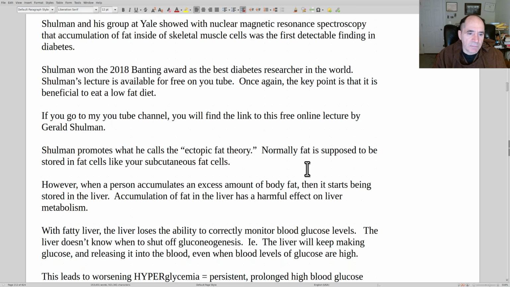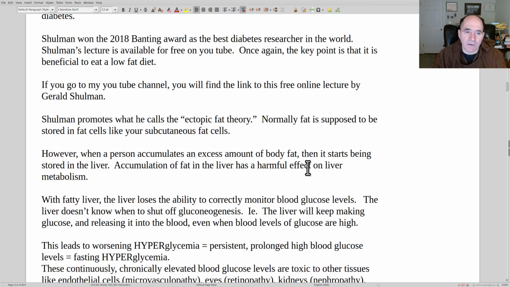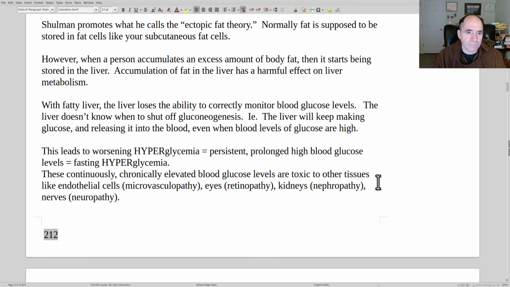Okay, and Shulman promotes what he calls the ectopic fat theory, that normally fat should be stored in fat cells like your subcutaneous fat cells, and it really shouldn't be accumulating in the liver. When the liver becomes fatty, it loses its ability to correctly monitor blood glucose level, and it keeps on sending more glucose into the blood than it should, let's say through gluconeogenesis or the breakdown of glycogen. So you'll get hyperglycemia, high blood glucose levels, even when you're fasting.